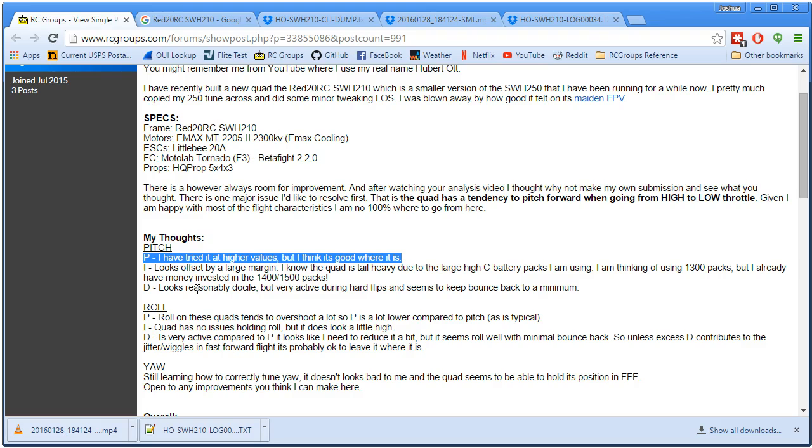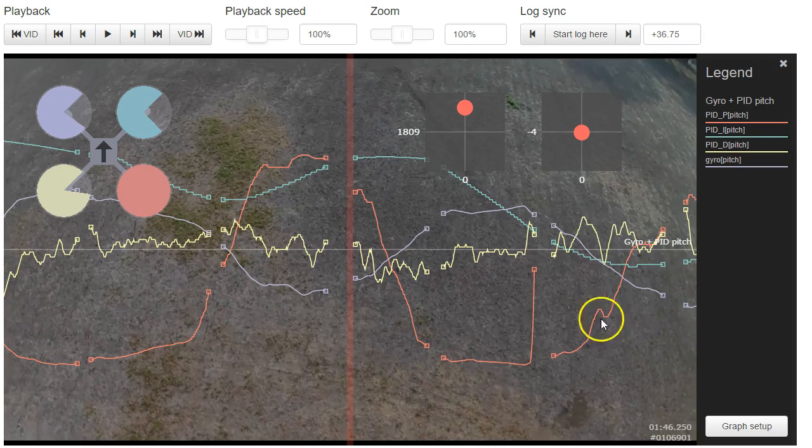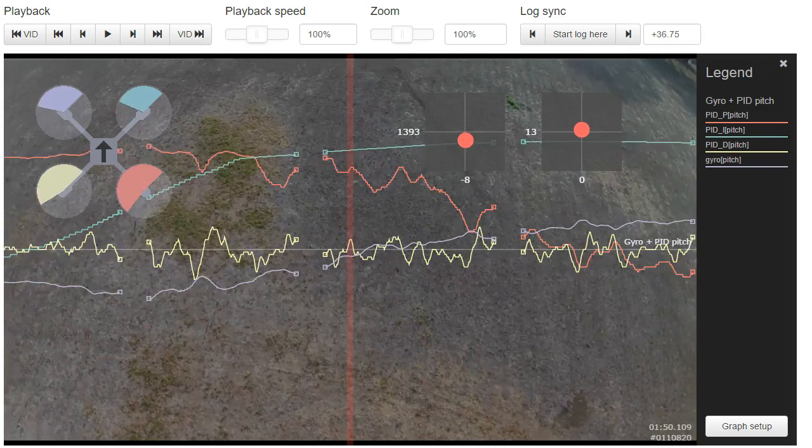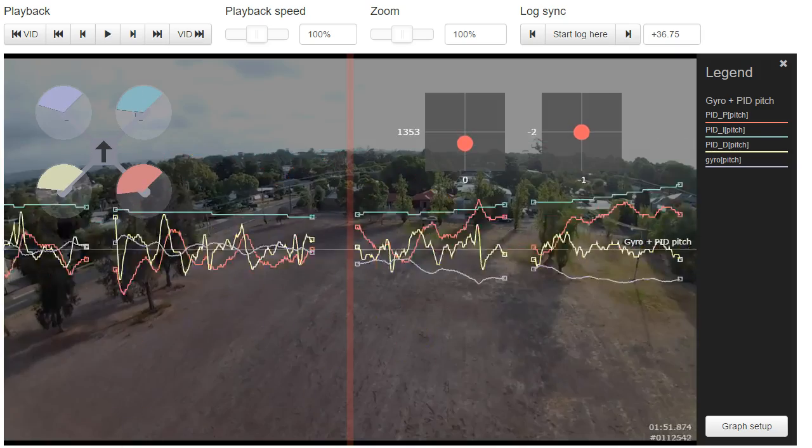But I feel like that is not the optimal solution for a good flying copter, and that having P a little higher would be better. But if you don't want to raise P, then raise I on pitch to like 55. That's what I would say. And then don't even touch D. D looks fine. It could probably be a little higher.